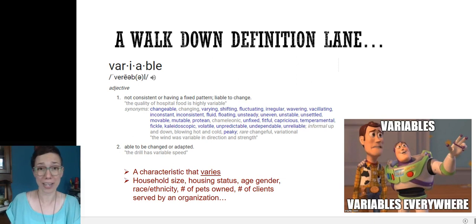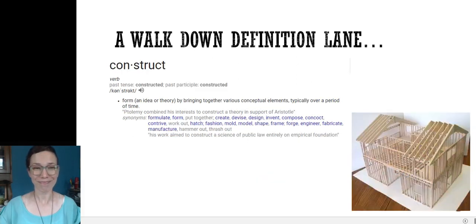Our race differs. My race is different than some of your races. My gender is different than some of your genders. My age, housing status, etc. So when we're talking about something that's different between people that we want to look at, we're talking about a variable. Variables are pretty much everything.